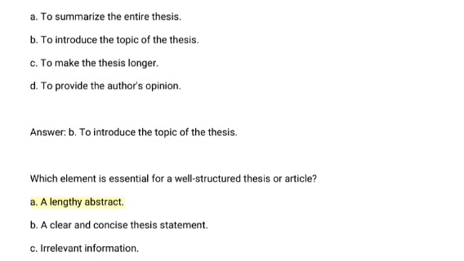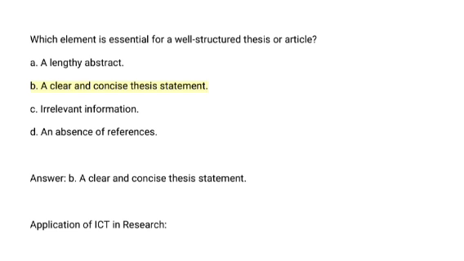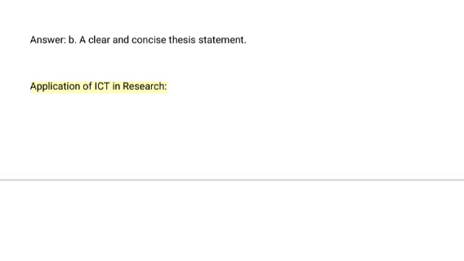Which element is essential for a well-structured thesis or article? A. A lengthy abstract. B. A clear and concise thesis statement. C. Irrelevant information. D. An absence of references. Answer: B. A clear and concise thesis statement.